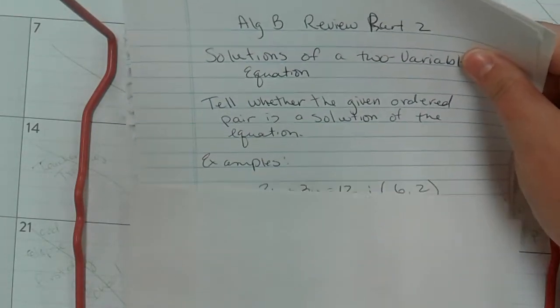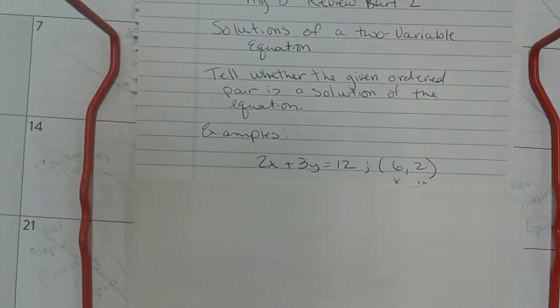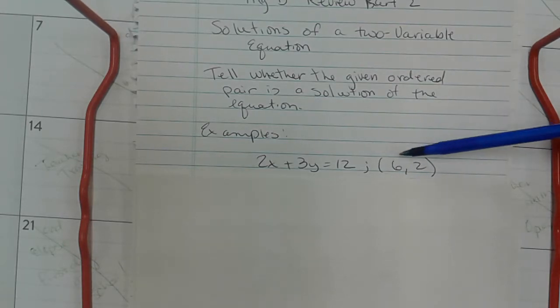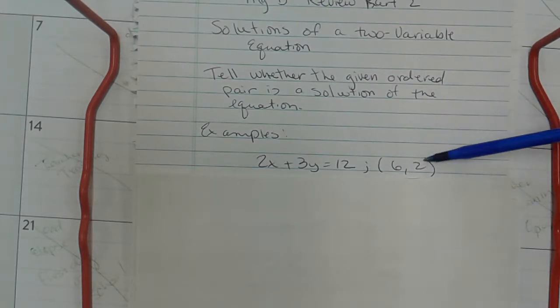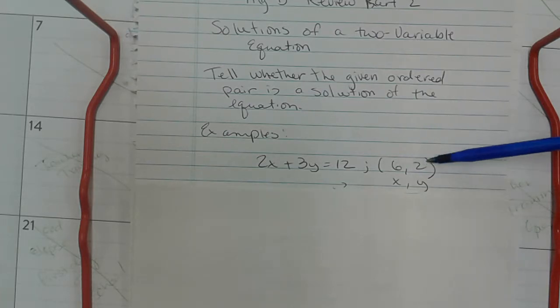Okay, so examples. If I had 2x plus 3y equals 12, and I'm trying to see if the ordered pair (6, 2) is a solution, what I'm going to do is first realize that in an ordered pair, the 6 is the x, the 2 is the y. Because anytime I have an ordered pair, remember, it's always x, y.